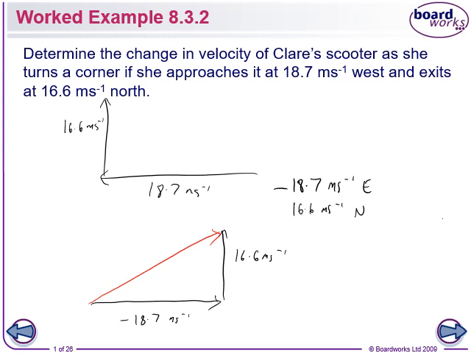So again, we can use Pythagoras here. So we'll call it R again. R equals the square root of negative 18.7 squared plus 16.6 squared. And you'll see that that squared gets rid of the negative.